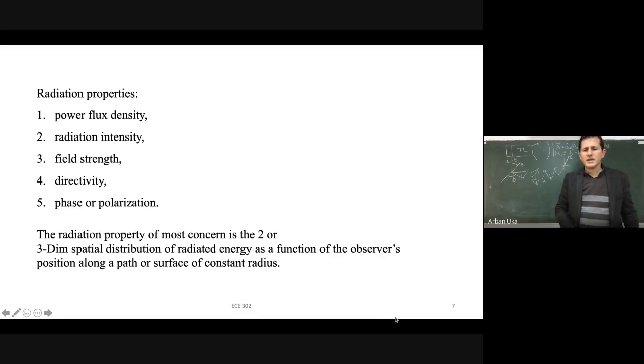Now, the radiation property that concerns us is mostly the two-dimensional or three-dimensional spatial distribution of the energy that is distributed as a function of the observer's position along a path or surface of constant radius. As we said before, since the most relevant coordinate system is the spherical coordinate system, we may have to measure the polarization and the intensity at an outer surface which is equidistant from the original antenna. So we are assuming that at a certain distance we are measuring the same signal as a function of r.